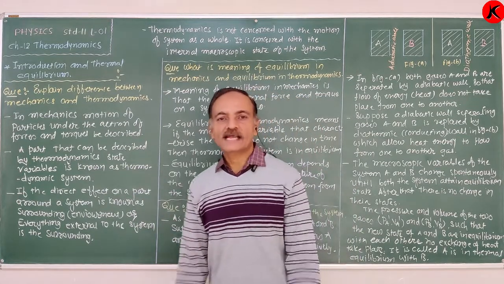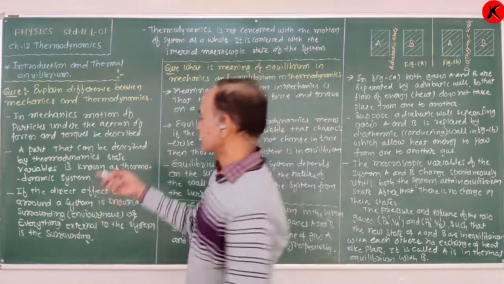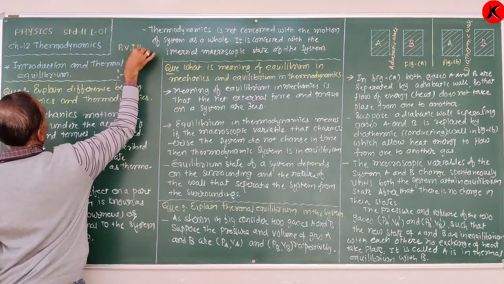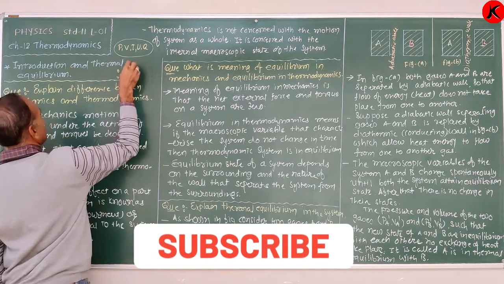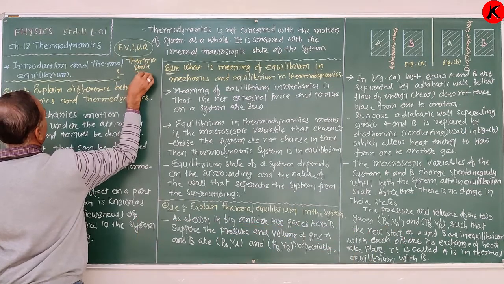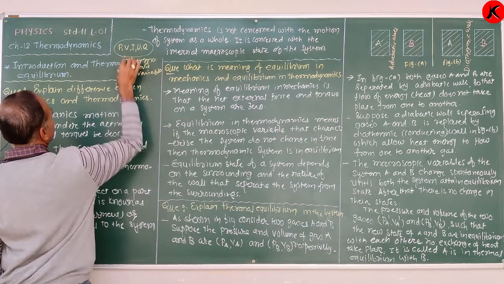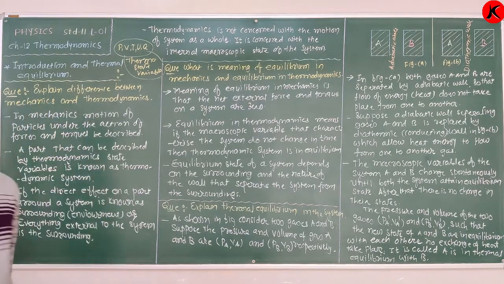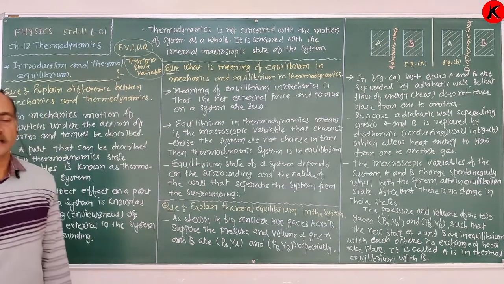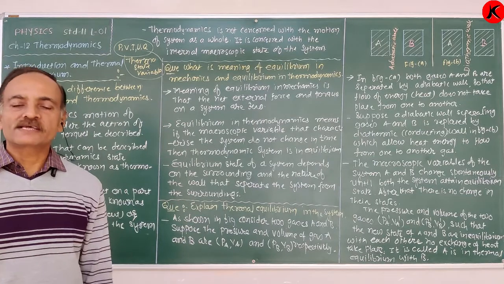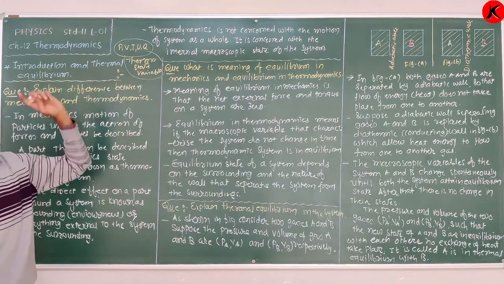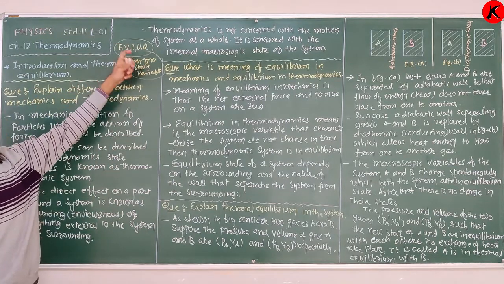Clear this? Again, the thermodynamic state variables are pressure, volume, temperature, internal energy and heat energy. By knowing the values of these physical quantities, we can describe the state of the given system. What is the pressure, what is the volume, what is the temperature, internal energy and amount of heat produced by the system. These are known as the thermodynamic state variables.